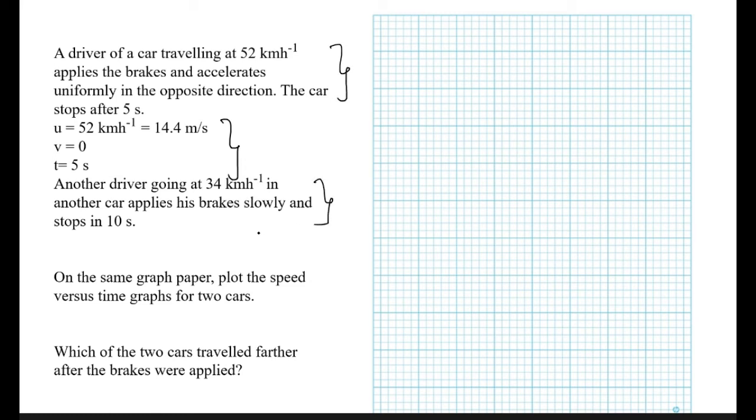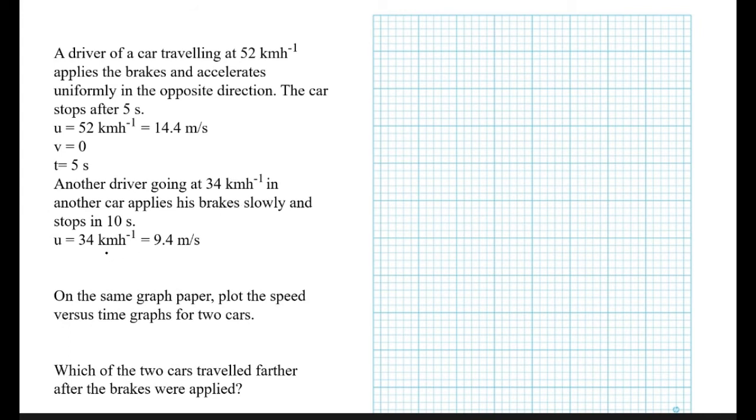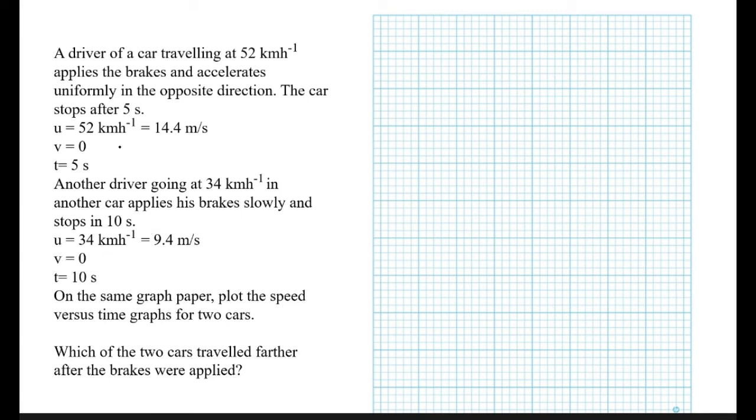So this is the information given in the first part of the problem. In the second part of the problem, this is the first car and this one is the second car, which has an initial velocity of 34 km per hour. When you convert this again by multiplying by 5 by 18, you get the answer 9.4 meter per second. The first car is moving at 14.4 meter per second. The second car is moving at 9.4 meter per second, and both final velocities will be 0, because after the brakes are applied, they slow down and then they stop. But the only difference is the first car stops in 5 seconds and the second car stops in 10 seconds.